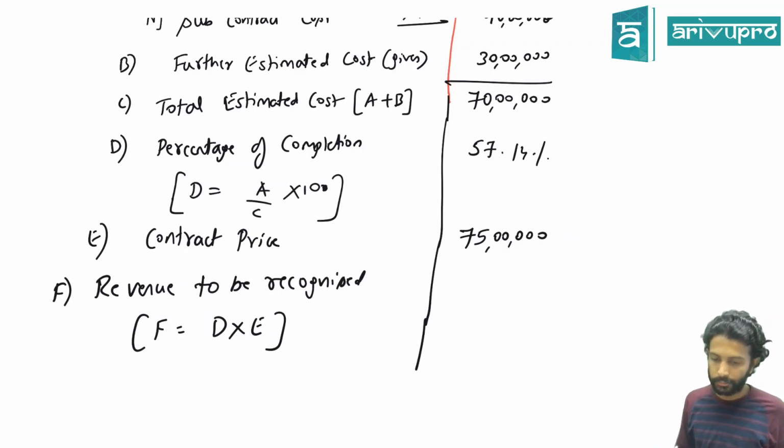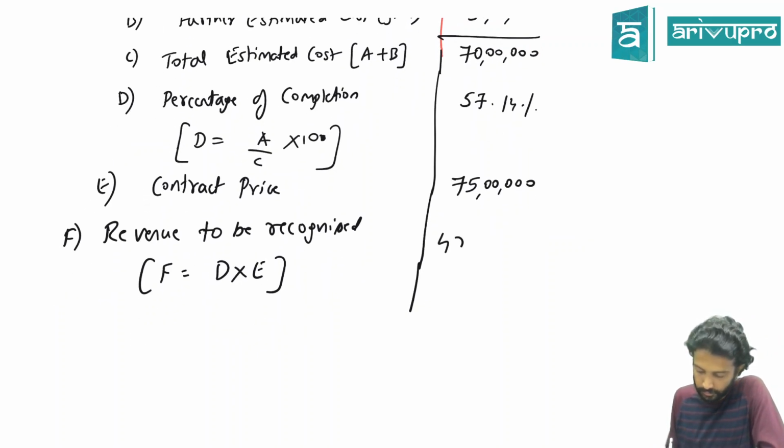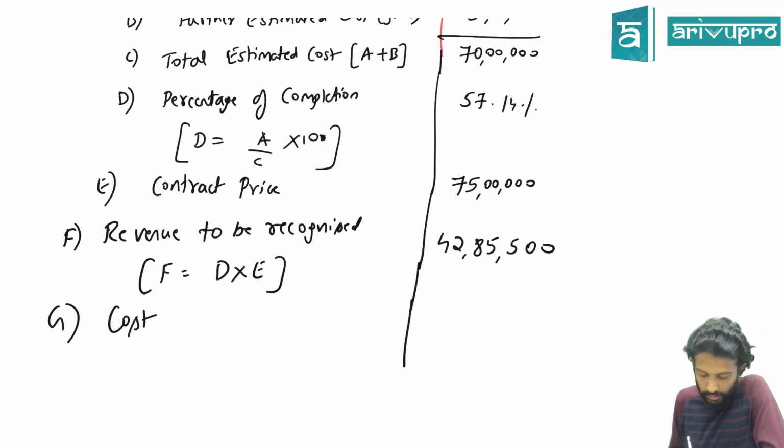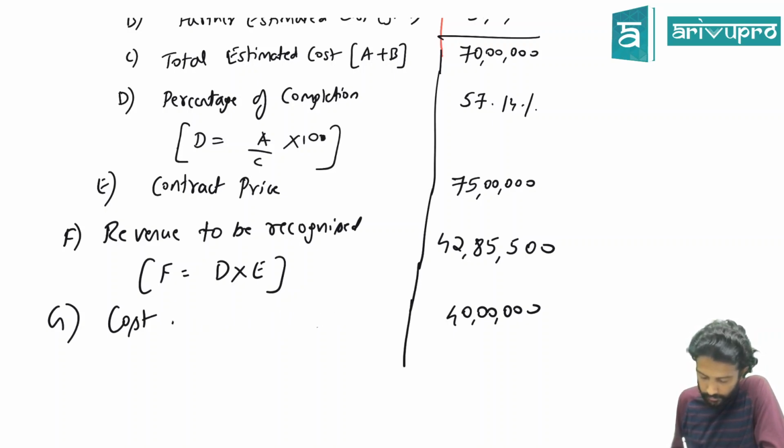How much are you going to get? 75 lakh of 57.14% will be 42,85,500. So this is your revenue to be recognized. How much cost have you already incurred? If you want, you can write this, or you have already done it, so you can give a reference to that. Cost incurred till date is how much? 30 lakh or 40 lakhs, no? So 40 lakh cost, or rather, one second. Don't write cost incurred till date, write cost to be recognized.